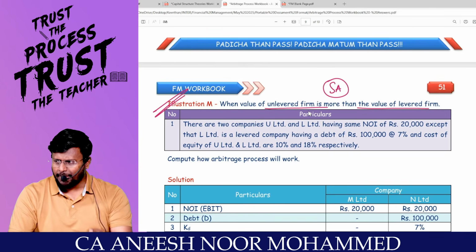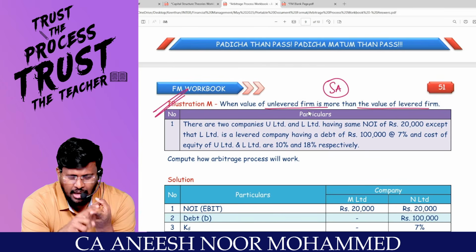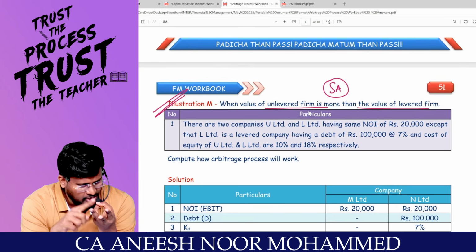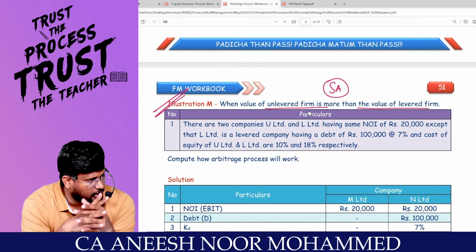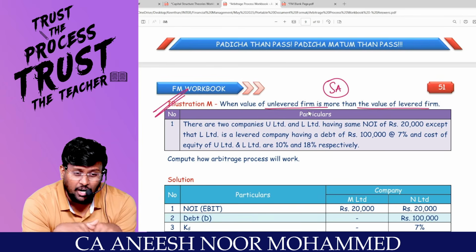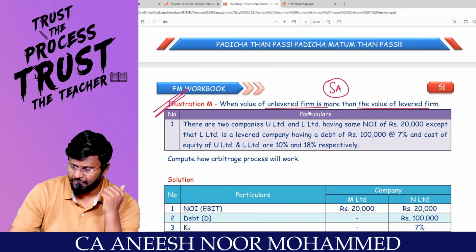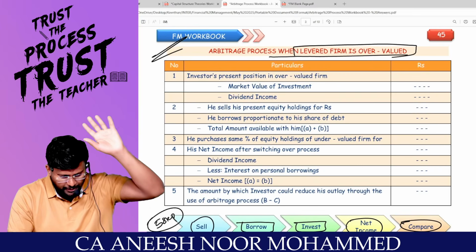So if the arbitrage is a primary arbitrage, the value of the levered firm will be more than the value of the unlevered firm. First sell, then borrow, then invest, then calculate net income, and compare. Are you really with me? Yes, sir. Sir, if the value of the unlevered firm is higher than the value of the levered firm, please don't borrow.